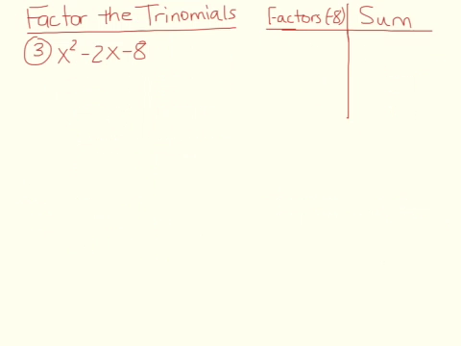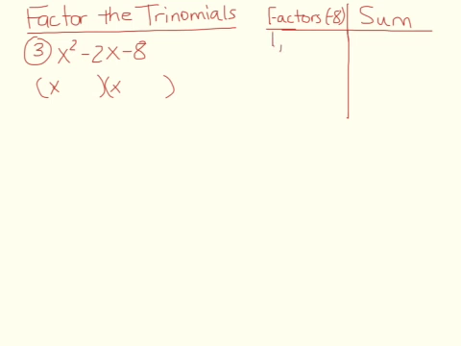Okay, on number 3, I've got x squared minus 2x minus 8. And so again, I want factors of x squared, which is x times x. And then I want factors, and this time I want factors of negative 8. So I've got to have two numbers that would multiply together to be negative 8. Well, the only way to multiply two numbers to be negative is for one of the numbers to be positive and one of the numbers to be negative. So I'll just start writing my factors of 8, and I'm going to need the sum to be negative 2.